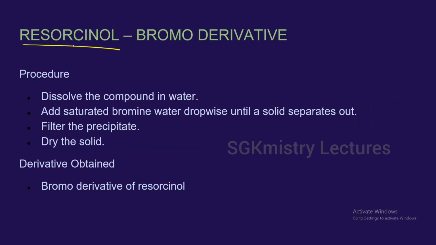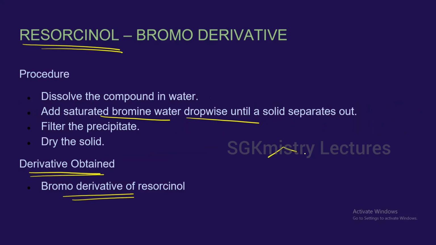So first of all, if the compound given to you is resorcinol, you're going to prepare the bromo derivative. How are you going to do it? You're going to dissolve the compound in water, and then you're going to add saturated bromine water dropwise until a solid separates out. Once you get the solid, you're going to filter it and dry it. The derivative that is obtained is the bromo derivative of resorcinol.